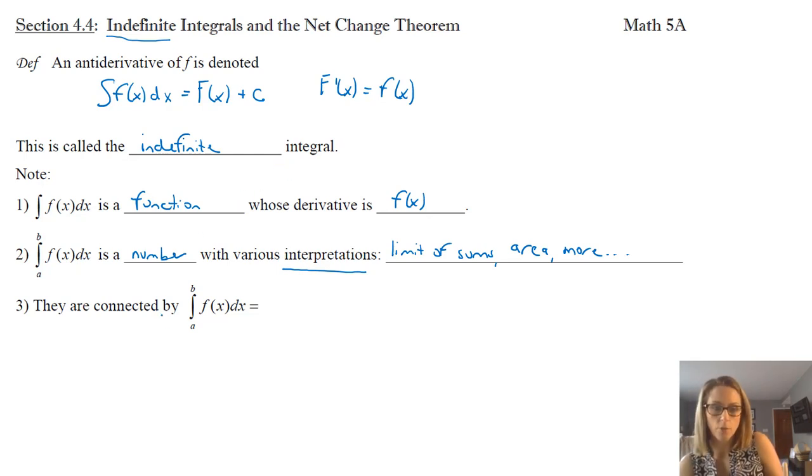The connection here, of course, as we talked about in the last section, just as a reminder, is that this is taking that antiderivative and evaluating from a to b. So we've seen that stuff already in previous sections. So it's just a reminder.